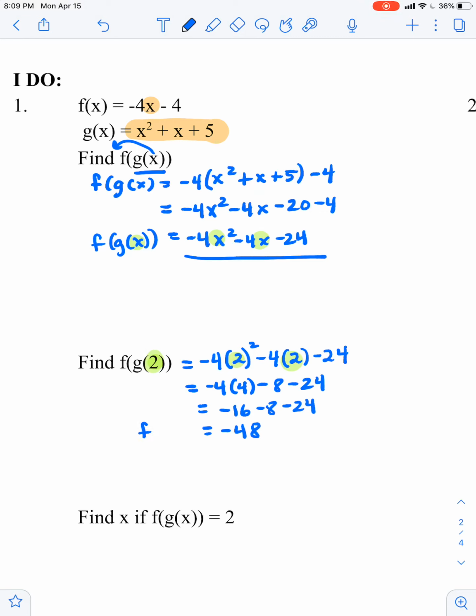So f of g of 2 would be a negative 48. That's how you would write that. Okay. Again, that would be your final answer up there. This would be your final answer here. I'm going to box it. Okay.